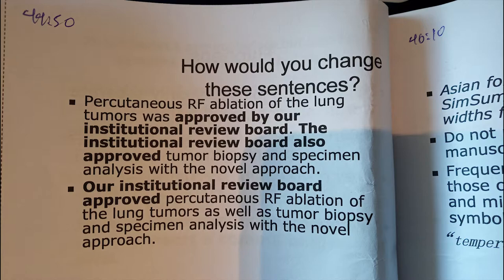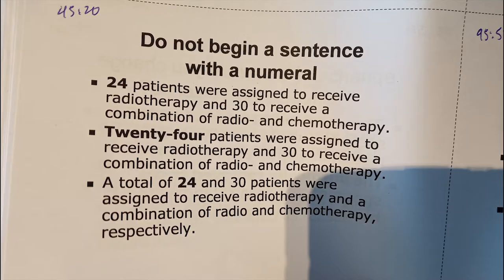Do not begin a sentence with a numeral. A numeral is a mathematical number, right? So "24 patients were assigned." We would never do that. We would instead write out the word "twenty-four" because it's the first word in a sentence, or use "a total of." I think that's why we have "a total of," just to avoid starting sentences with numerals. "A total of 24 and 30 patients were assigned."